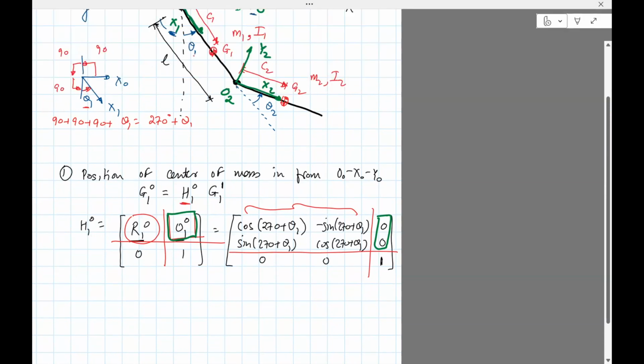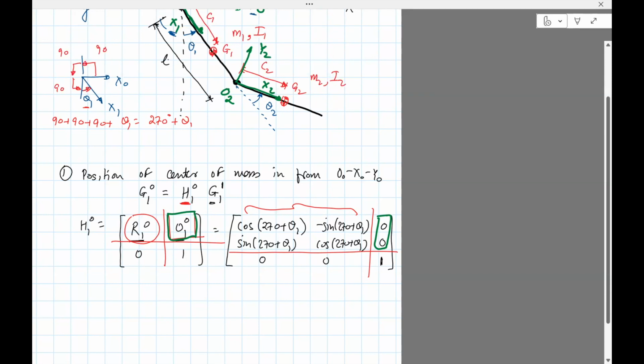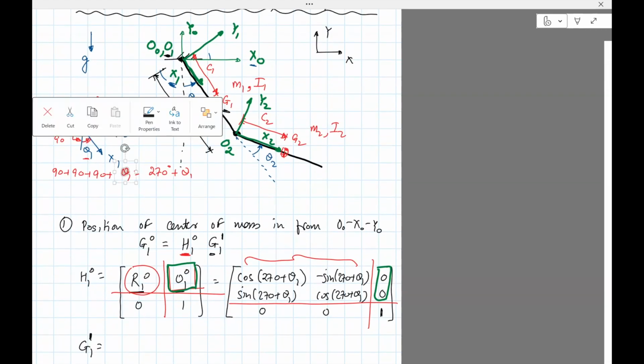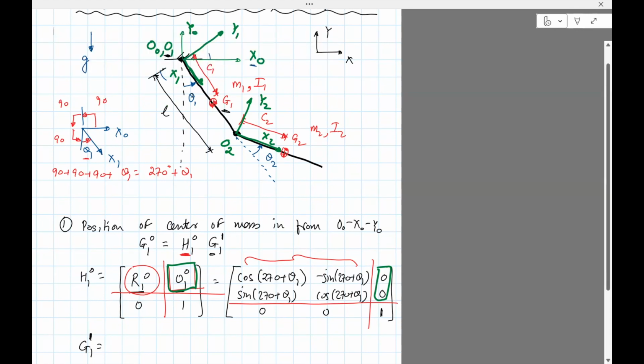So I have computed H10. The next I need to get is G1 in frame 1, the position of G in frame 1. For that, you only need to take a look at frame x1, y1. You need to find the coordinates of G1 in local frame x1, y1.